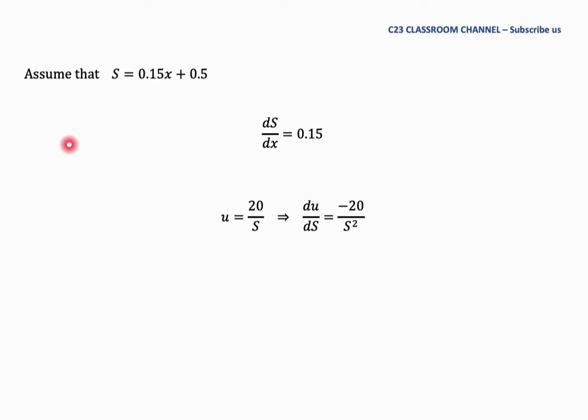So to make a simple calculation, we assume that S is equal to 0.15x plus 0.5. So we could differentiate it: ds/dx is equal to 0.15. And now we could rewrite u is equal to 20 over S. And then we could calculate du/ds is equal to minus 20 over S squared.